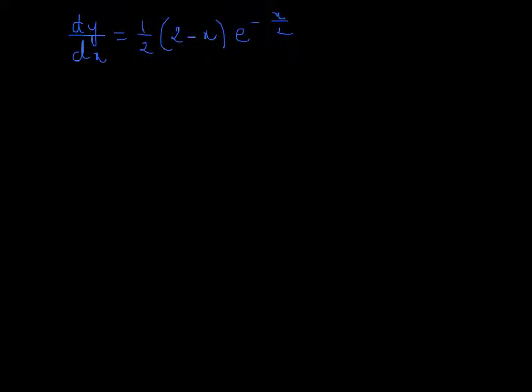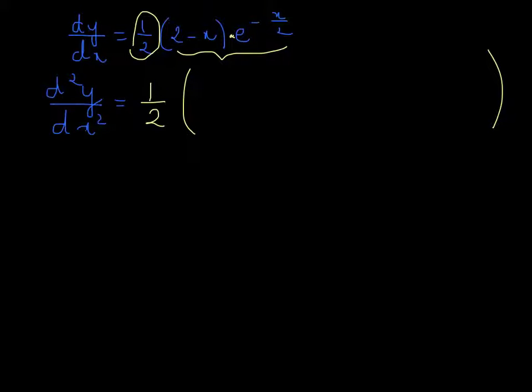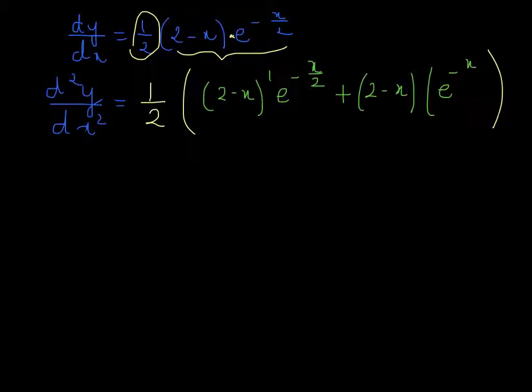Okay, that's my dy by dx, and I need to find the second derivative. How am I going to differentiate this? Again, product rule. 1 over 2 is a coefficient. I can leave it in front. So it's 1 over 2 times the derivative of this. And here, if I'm using the product rule, this is going to be the derivative of 2 minus x times e to the power of minus x over 2 plus 2 minus x times the derivative of e to the power of minus x over 2.